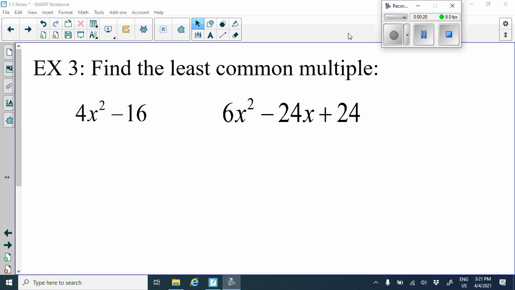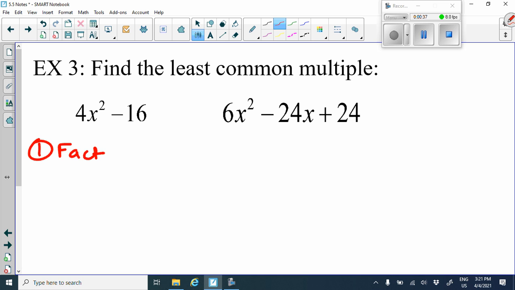Now, when we need to find the least common multiple with rationals, the first thing we need to do is factor each expression. Okay. So our two expressions here are 4x squared minus 16, and 6x squared minus 24x plus 24. So the first thing we need to do is factor. Let's look at the 4x squared minus 16.